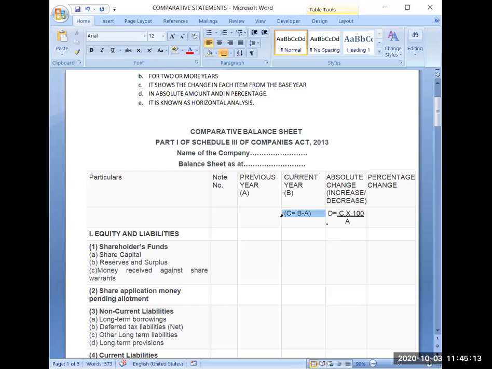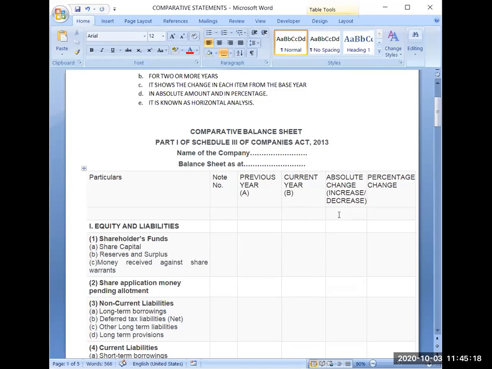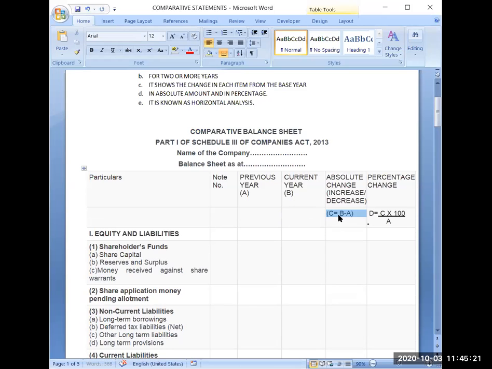Just a minute, it is wrongly mentioned. C is equal to B minus A. So the difference between the two will give me an absolute change: how much change has been there since last year till current year in the respective account. Then the fourth column is the percentage change. How much percentage change has been there? Change may be on both sides. It may increase also, it may decrease also.